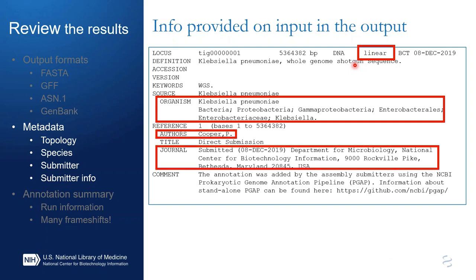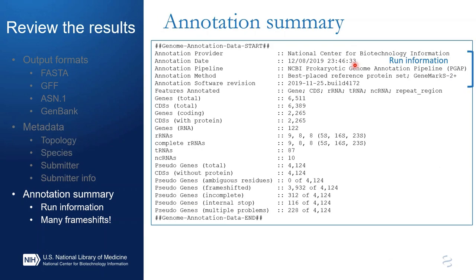And the contacts are also reflected in the reference. A little below, you will see an annotation summary, something that should look familiar if you have ever looked at genomes that were annotated with PGAP. That summary includes run information, like who is the annotation provider. So your name or your consortium name should appear here.